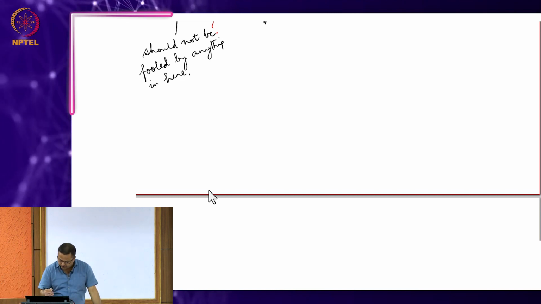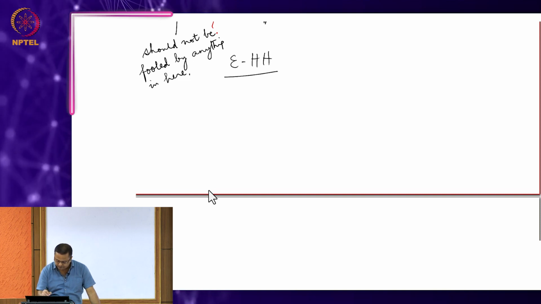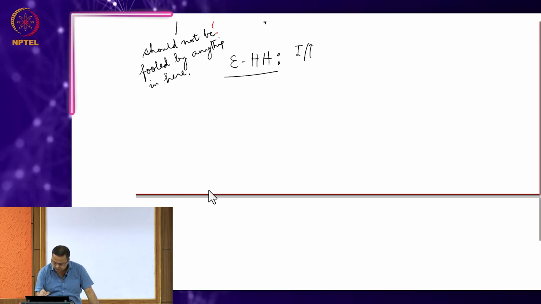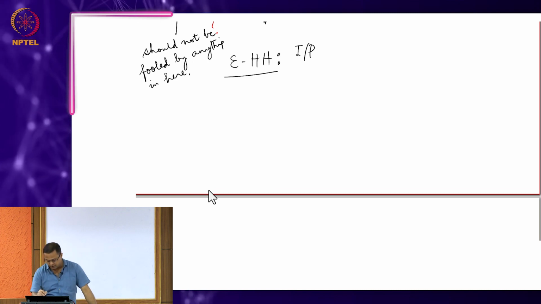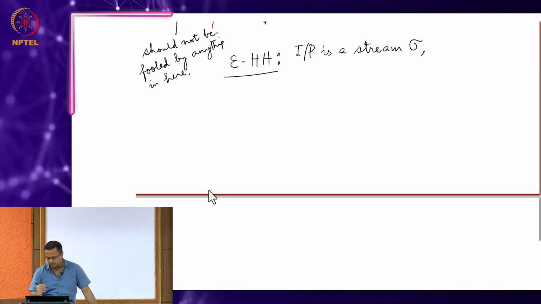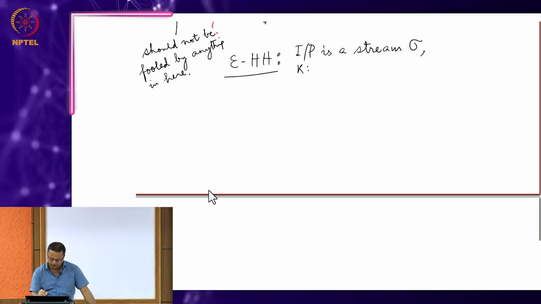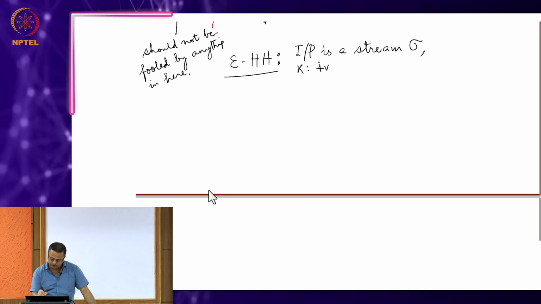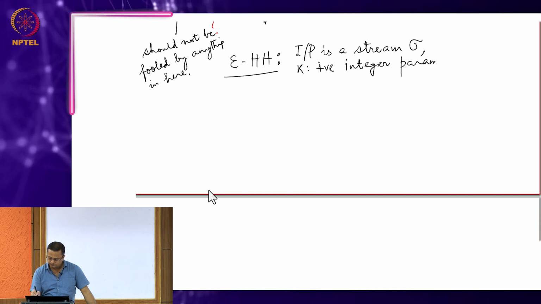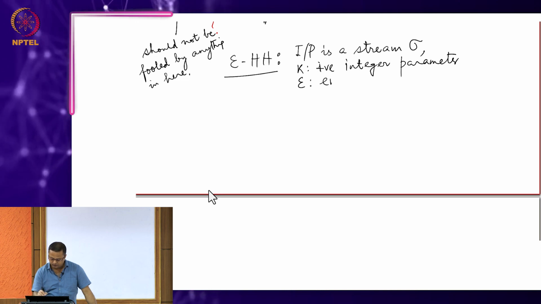Okay, so I have this. Now I call this epsilon heavy hitters. So, my input is, say, a string sigma. I have k to be a positive integer parameter. I have an epsilon, which is kind of the error parameter.